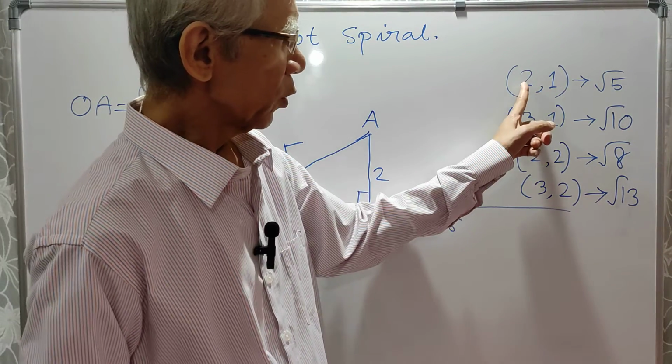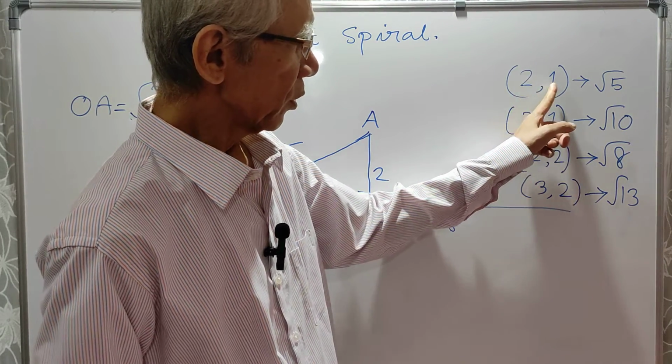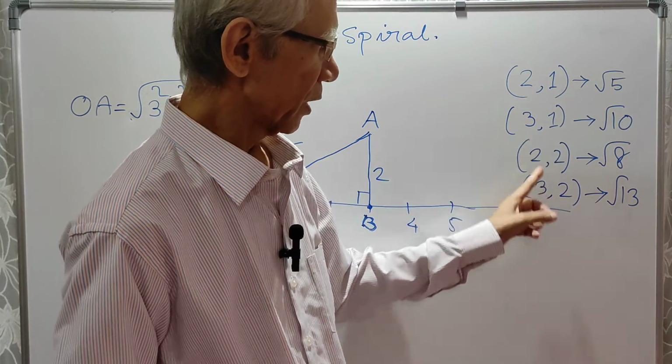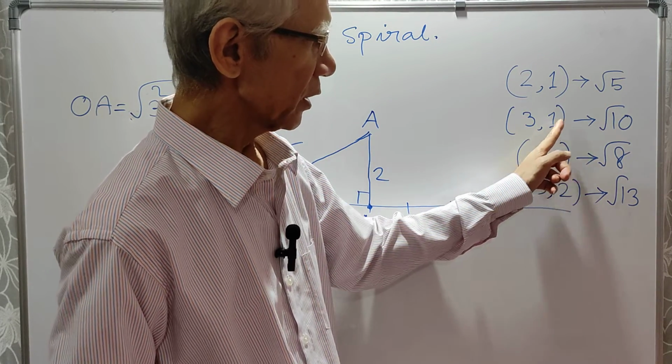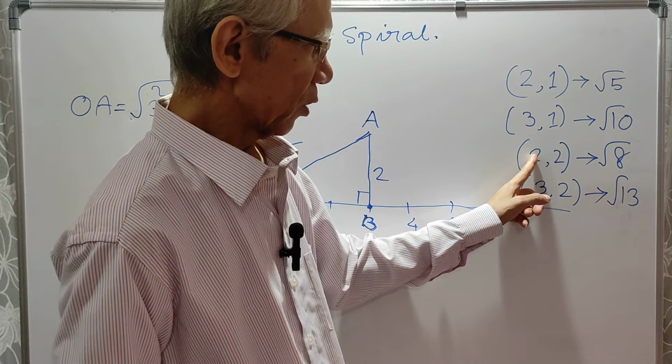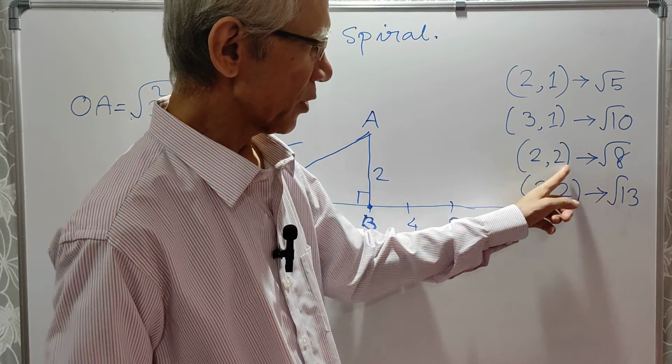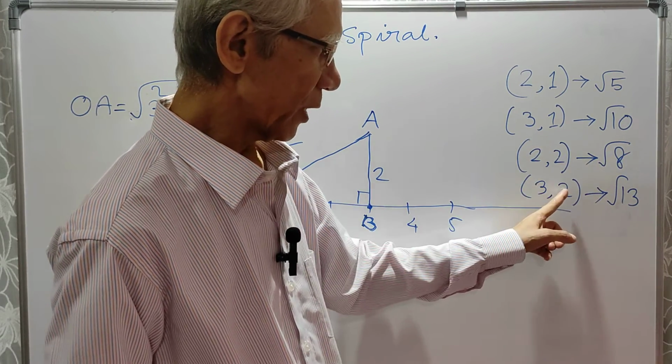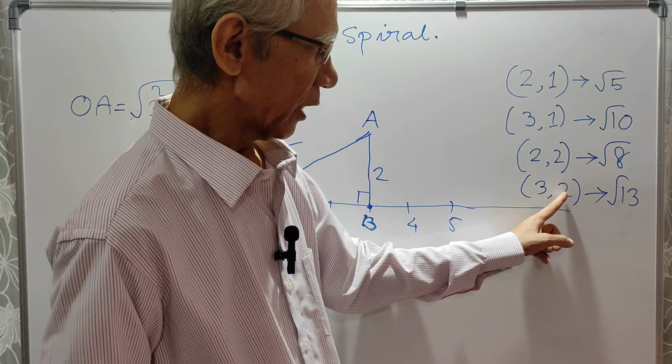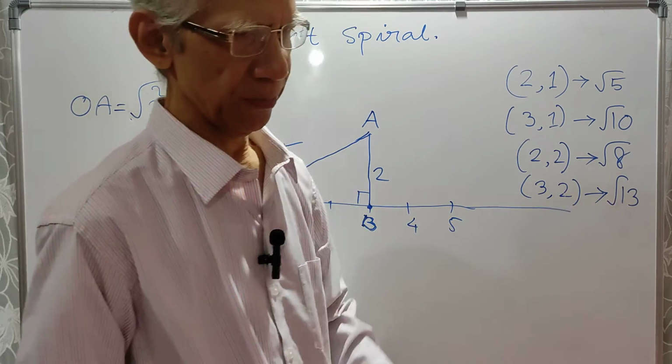So you see, 2 square 4, 1 square 1, 4 plus 1, 5. 3 square 9, 9 plus 1, 10. 2 square plus 2 square, 4 plus 4, 8. 3 square plus 2 square, 3 square is 9, 9 plus 4, 13.